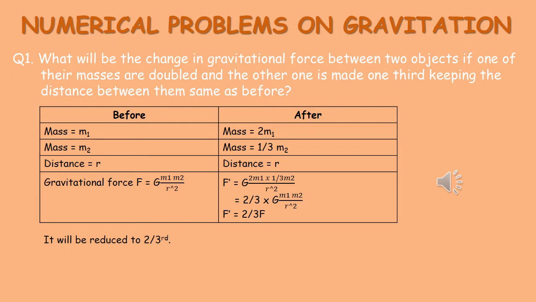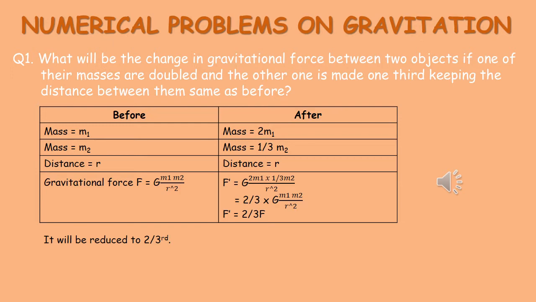So according to Newton's law of gravitation, gravitational force F is equal to capital G m1 m2 by r square. So the new value of force will be F dashed, that is equal to capital G into 2 m1 into 1/3 m2 divided by r square. Here we are using the changed values of masses.